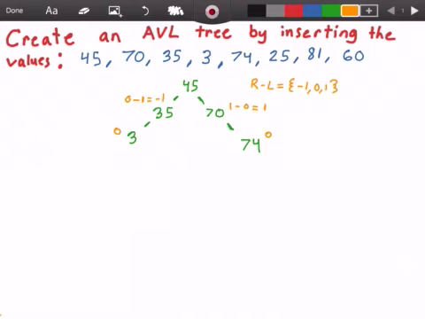And then 45 gets a balance factor of 1, 2, 2 for its right side minus 2 on its left. So it gets a balance factor of 0. So our tree is still balanced. So let's go ahead and erase these balance factors. Okay.